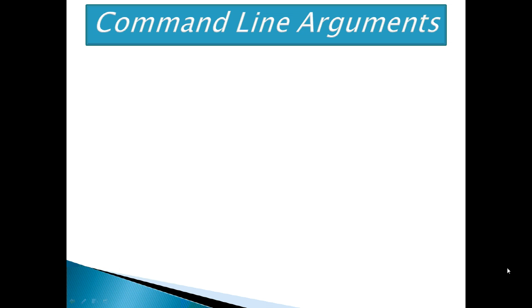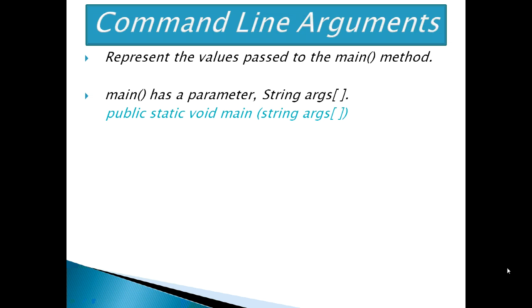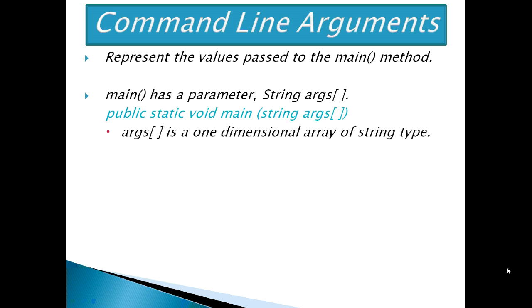Command line arguments. We have already learned in the earlier session that command line arguments represent the values passed to the main method. To catch and store these values, main has a parameter String args, as in public static void main(String args[]). In that parameter, String args is an array. Here args is a one-dimensional array of string type. So it can store a group of strings passed to main from outside by the user.